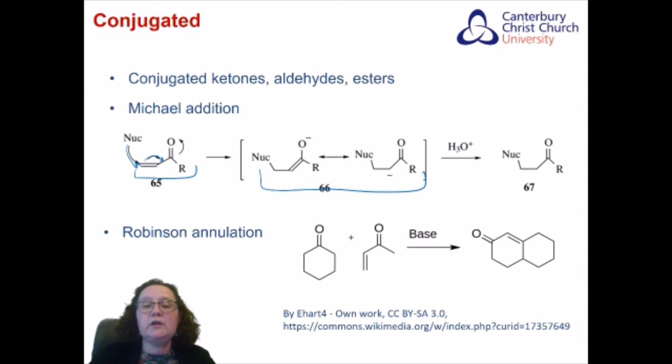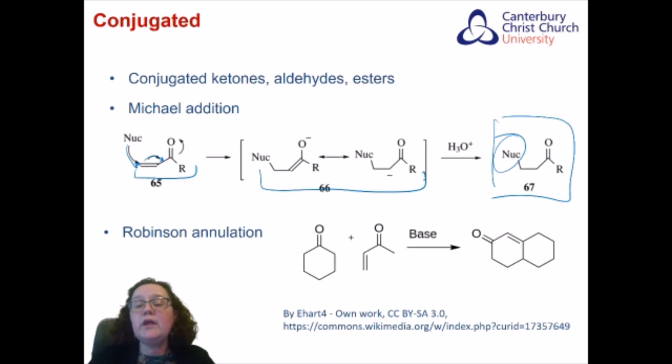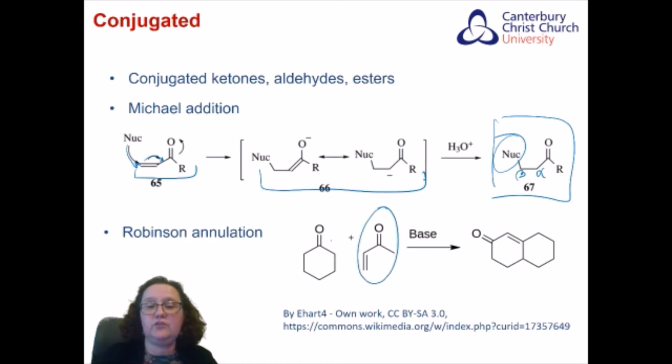that then protonates to form the ketone with the nucleophile in this position. So this is an interesting way in which you can add a nucleophile in a beta position with respect to your carbonyl group. And another example of this reaction with conjugated ketones is the Robinson annulation. That is when you add a conjugated ketone to another ketone, and you can actually form a cycle.